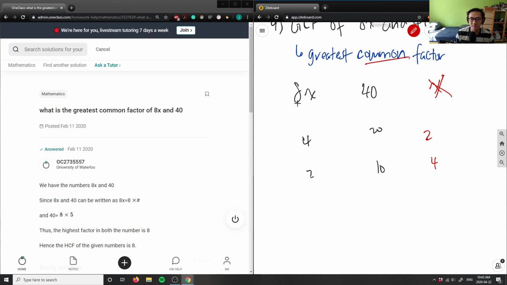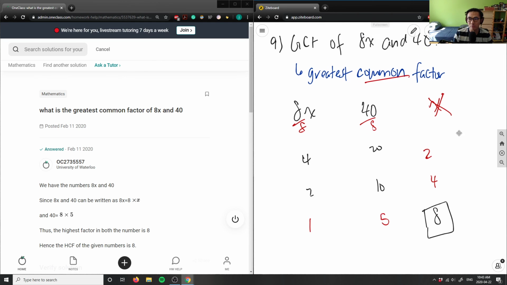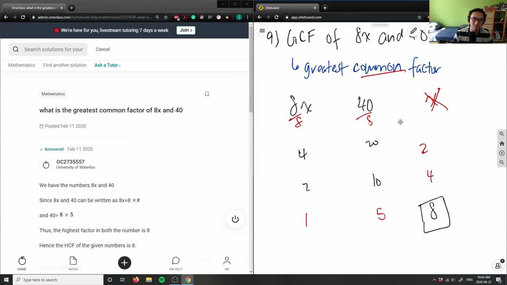So let me skip 6 and go directly to 8. 8 divided by 8 obviously is 1. 40 divided by 8 is 5, which means both of these have a common factor of 8, right? And this will be my greatest common factor. Why is that the case? Well, my highest number here is 8, which means the greatest common factor could be at most 8. Therefore, the greatest common factor of 8x and 40 is equal to 8.